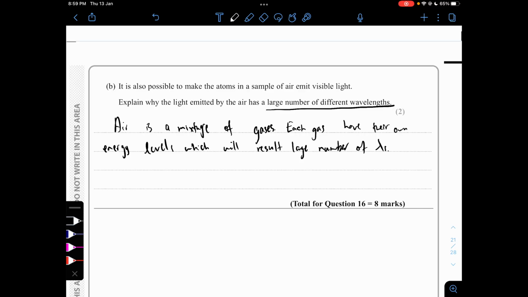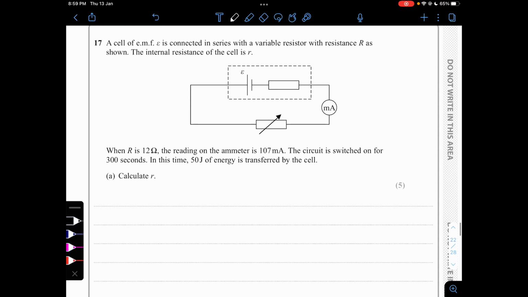Let's move on to question number 17. A cell of EMF is connected in series with a variable resistor R as shown. The internal resistance of the cell is small r. When capital R is 12, the reading is 107 milliamps, so that's 107 times 10 to the power minus 3, that is 0.107 amps. They give us the time, which is 300 seconds, and they give us energy, or W usually.